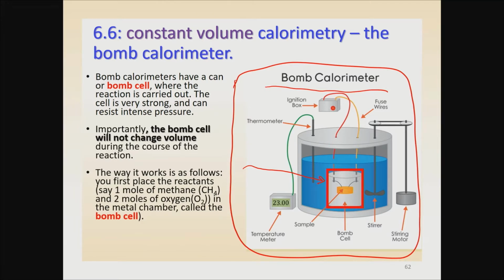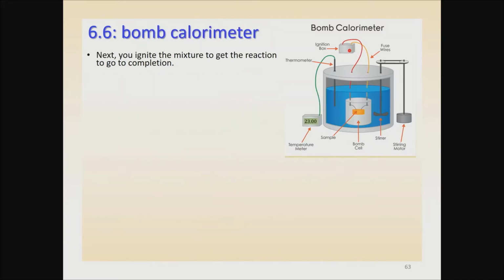There are some things you can see that are part of the bomb calorimeter. One thing you can see is a device for measuring the temperature of the water. This probe here is called a thermocouple, and the thermocouple is connected to a digital readout of the temperature. You also have a device that stirs the water around. The goal of that is to make sure that any heat released by the bomb cell will be evenly distributed throughout the water. Next, you have to start the reaction.